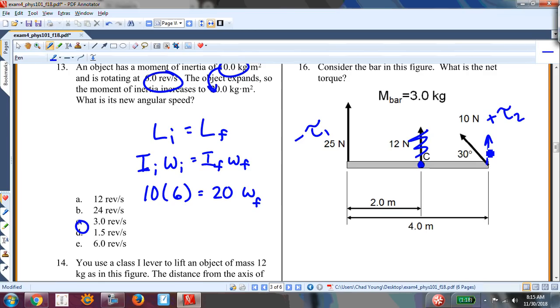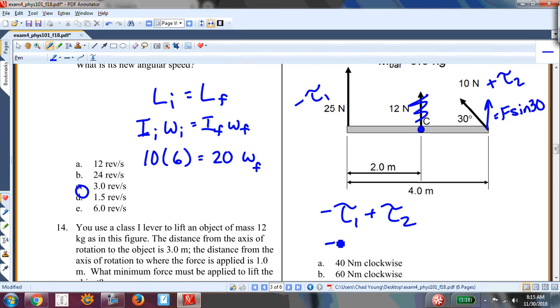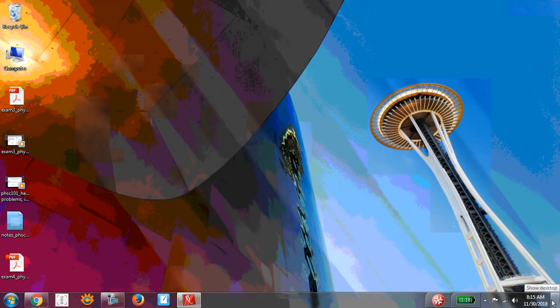Recognize that only a component of this force causes a torque, so that's where my torque will equal F sine 30. That sine 30 is in our equation for torques, but it comes about because I'm just taking the y component of the force. So the net torque will be negative torque 1 plus torque 2. That's negative 25 times 2 plus 10 times 2 meters times sine of 30. Sine of 30 is a half, so that's negative 50.